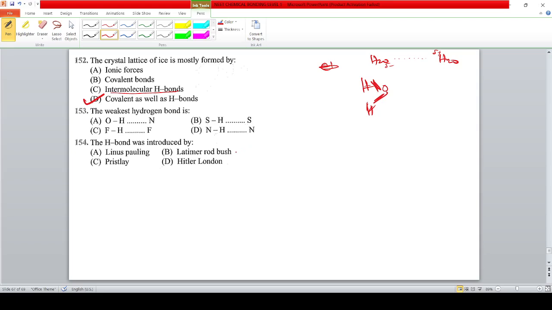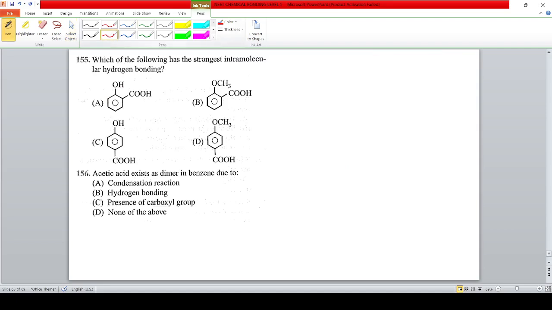Weakest hydrogen bond is shown by which one? Weakest hydrogen bond is shown by sulfur. Hydrogen bond was introduced by, I don't know who this is. I will refer. Wait. Latimer and Rodebush. Option B. 155. Which of the following has the strongest intramolecular hydrogen bonding? So this hydrogen will be bonding with this one. Here there is no possibility of that much. Para, no possibility. Option A.